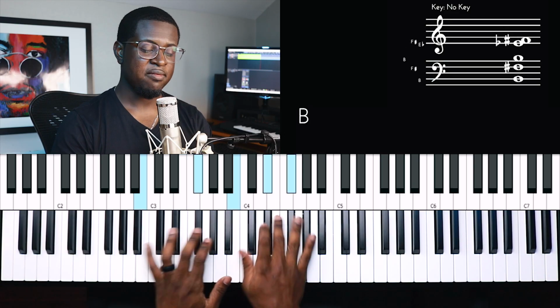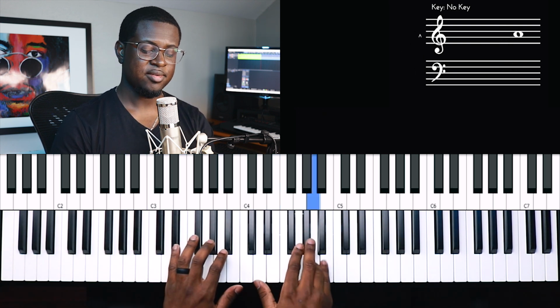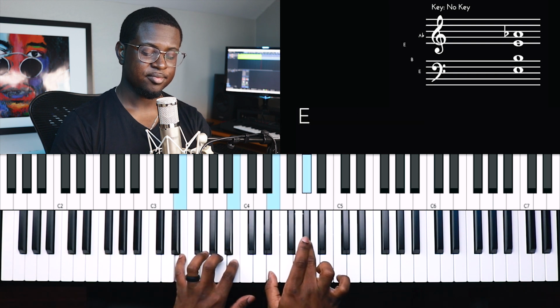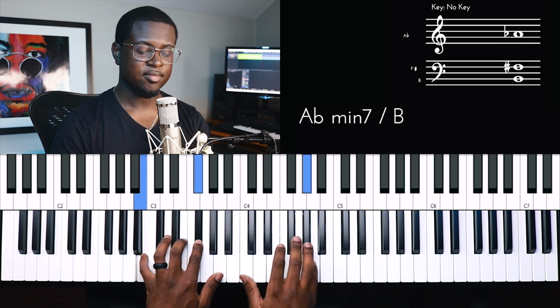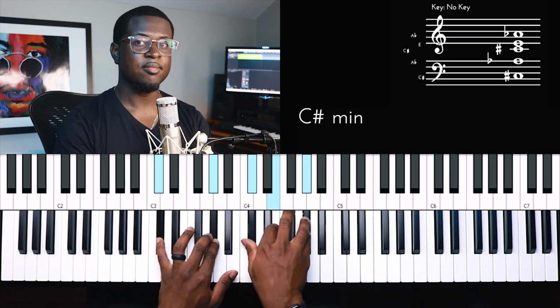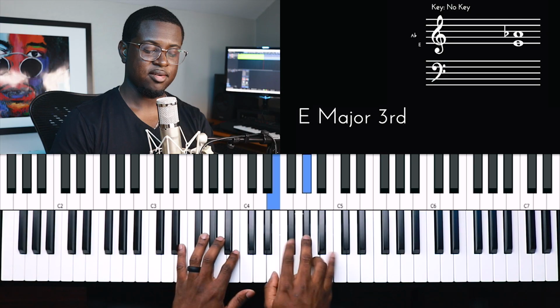Now, what's more important is how do you apply it in music? So let's take a really simple song, 1, 5, 6, 4 progression, and the melody goes like this. Instead of playing just the melody, now we can apply thirds to the melody, which would sound more like this.